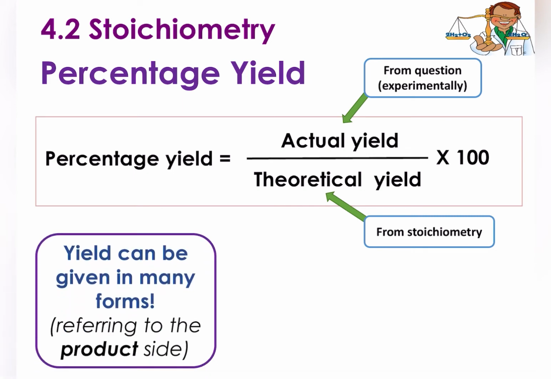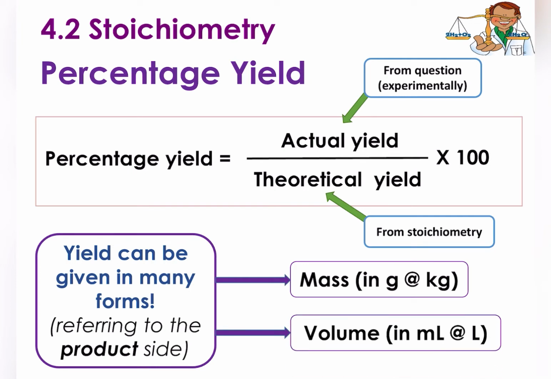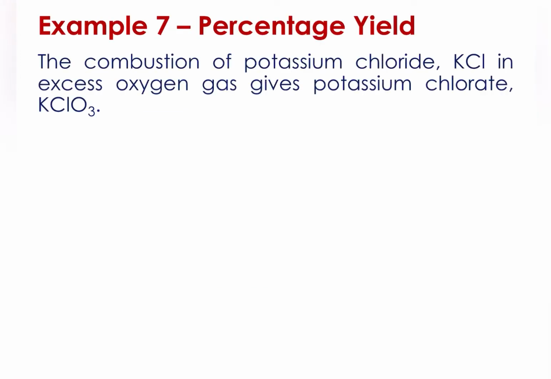So yield can be given in many forms, and sometimes you have to understand that yield is referring to the product side. So I bold product side. So maknanya dia refer kepada bahagian produk, yield, apa yang telah terhasil at the end of the reaction. And sometimes yield can be in form of mass, in gram or kilogram, or in form of volume, in mL or liter.